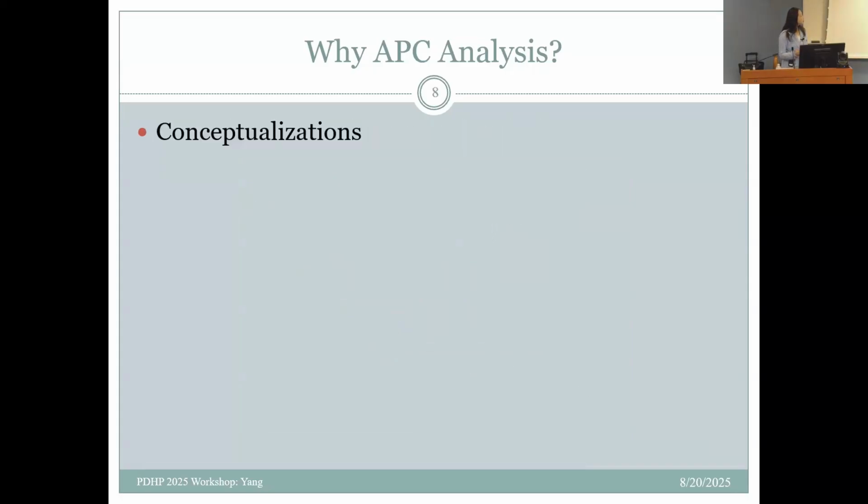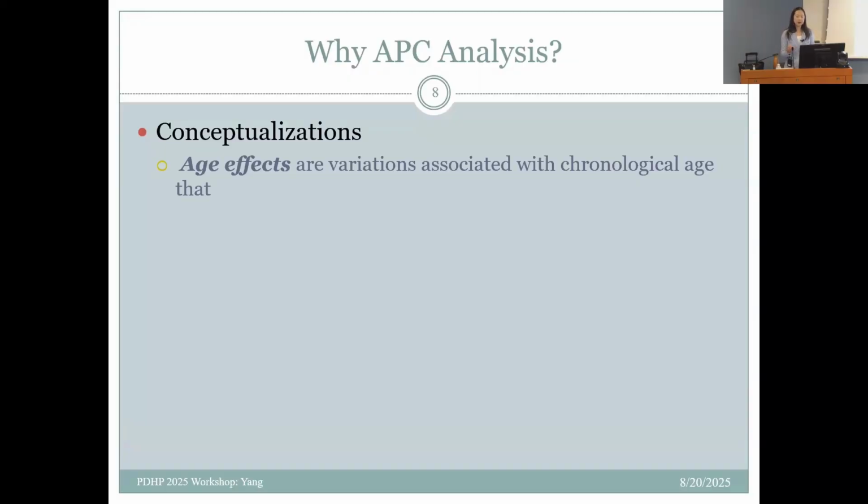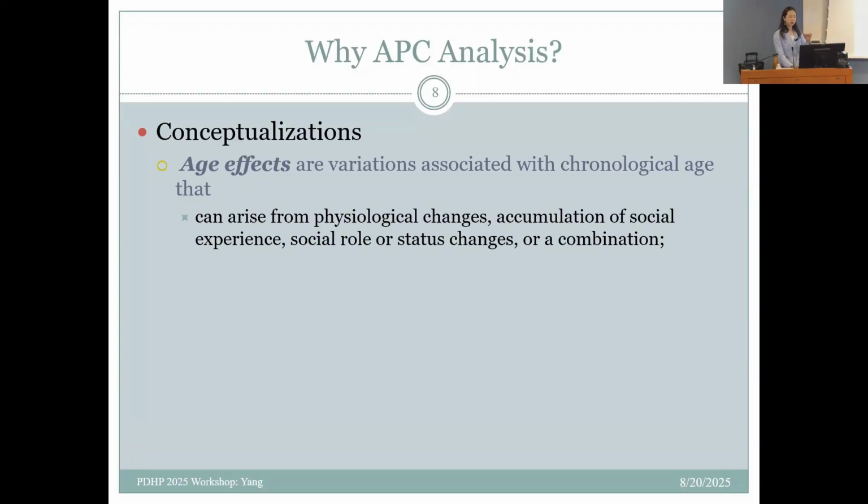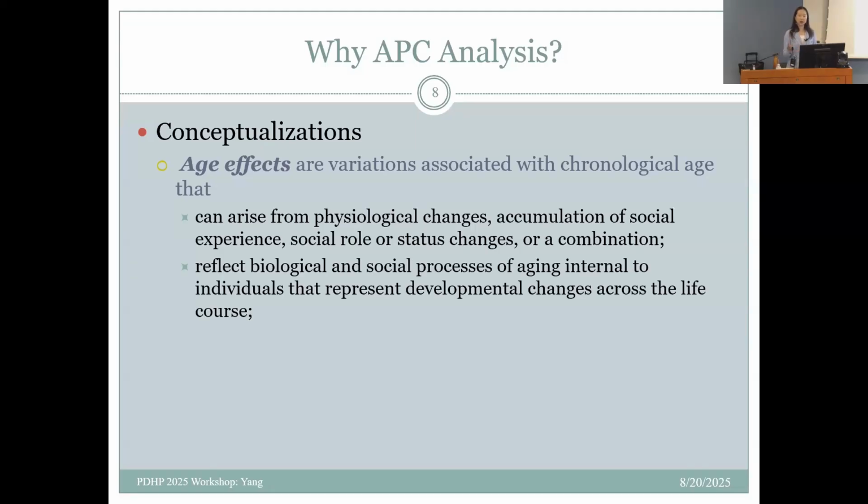So based on this, we then would want to give them their formal definitions in the context of population health research. Age effects are simply variations associated with chronological age that can arise from internal changes through physiological changes, accumulation of social experience, sometimes say when one matures, and social role and status changes, or a combination of all these things that reflect both biological and social processes of aging, internal, endogenous to individuals, that represent developmental changes across the life course.